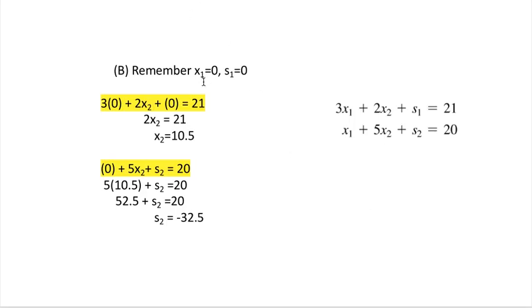So remember, x1 is 0, s1 is 0. We substituted 0 for x1, which gave us the equation 2x2 is equal to 21. Then dividing both sides by 2, x2 is equal to 10.5. What we now do is take that value for x2, which is 10.5, and plug it into the second equation. And so when we plug 10.5 in for x2, we can solve for s2, which is negative 32.5.